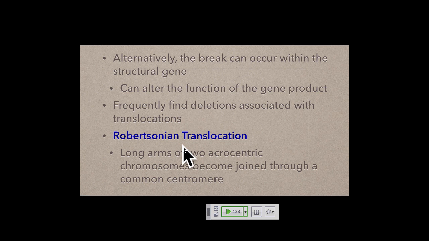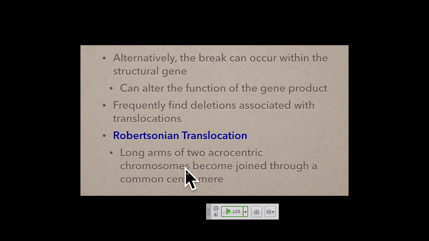The other one I'm going to talk a little bit about, and I'll show you a form of inheritable or familial Down syndrome, is a Robertsonian translocation. Here you're going to take two acrocentric chromosomes. Acrocentric means the centromere is where, relatively speaking? Fairly close to the end. So you take two acrocentric chromosomes and join them together to make one metacentric chromosome. So you're taking two chromosomes and making them into one. I'll show you an example a little bit later.